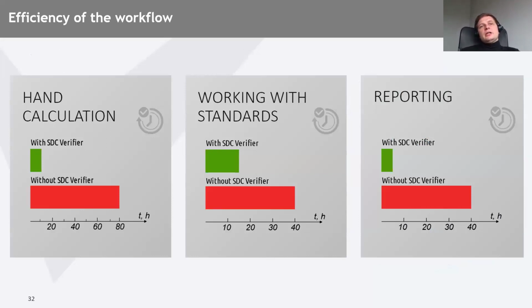And for the hand calculation, you could see that the time benefit was that it was possible to save 80% of time for the specific project compared to a hand calculation. In work with the standards, with SDC Verifier, it was possible to do it, let's say, in 15 hours instead of 40 hours. So in a work week, you save 3.5 days on working with standards. Reporting is significantly automated, and you basically do it in no time compared to doing manual reporting.